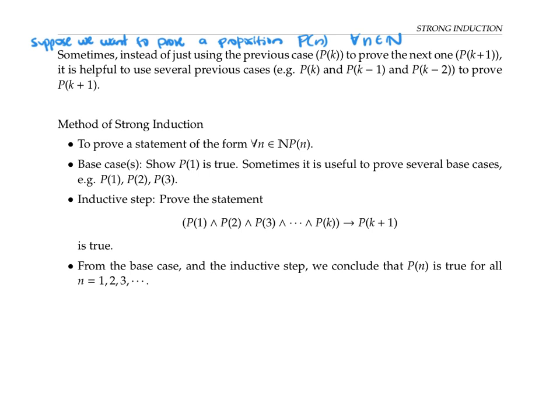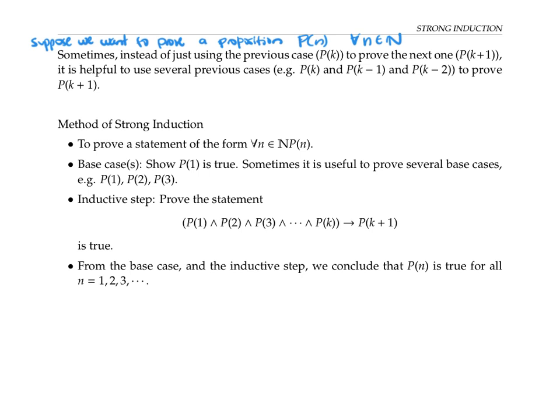To use the method of strong induction to prove a statement for all positive integers, we still do a base case and show that P(1) is true, or sometimes it's useful to prove several base cases, like P(1), P(2), and P(3). And then, for the inductive step, we prove the statement that if P is true for all the numbers all the way from 1 up through k, then it's true for the next one, k+1. From the base case and the inductive step, we conclude that the proposition is true for all positive integers.